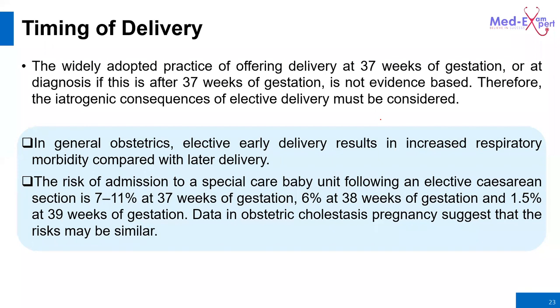So we have to be very honest with the patient and tell her that it's better to offer induction of labor at 37 weeks to avoid the maximum time of fetal risk of stillbirth. But also you have to keep in mind that there is some increased respiratory morbidity due to the elective early delivery.